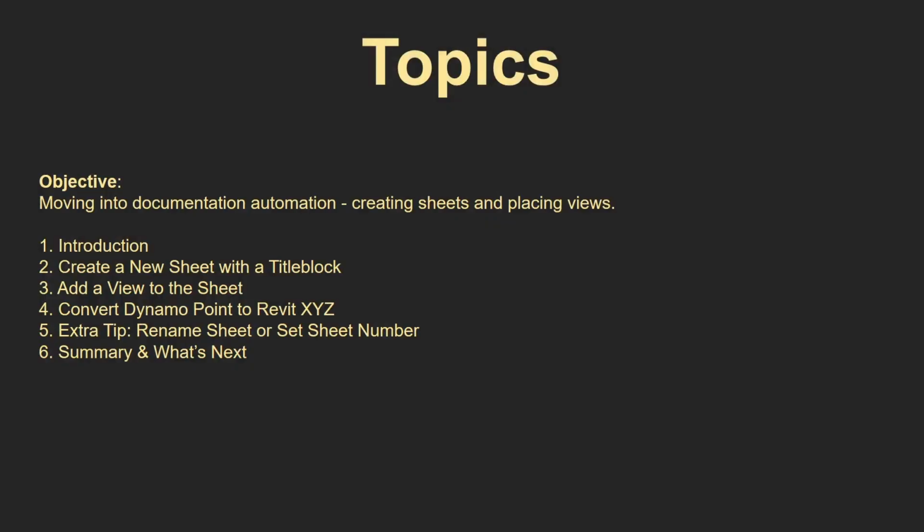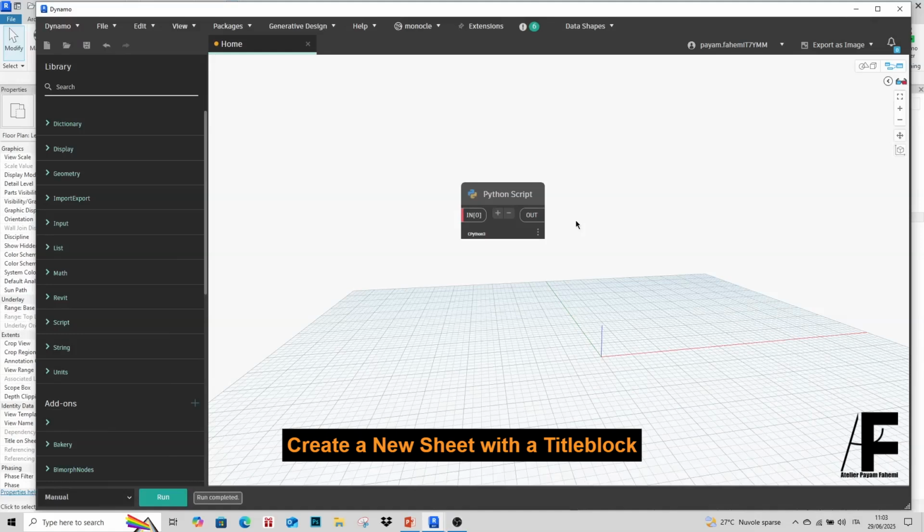Up to now, we've explored selecting and modifying elements, but in this lesson, we move into documentation automation, creating sheets and placing views using Python inside Dynamo. This will save you massive time when setting up drawing sets in Revit. For the first part, we create a new sheet with a title block.